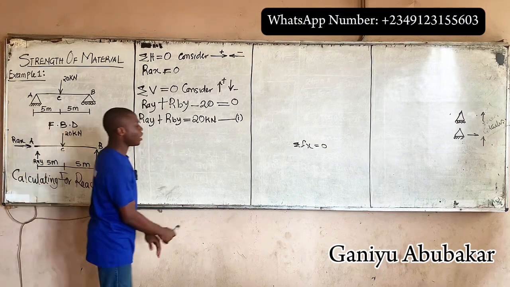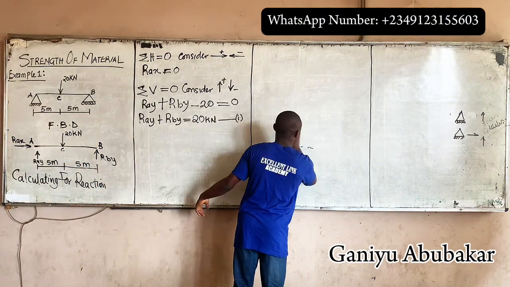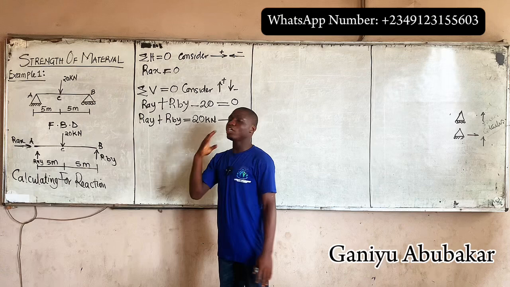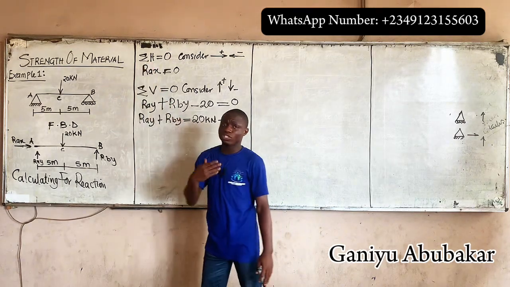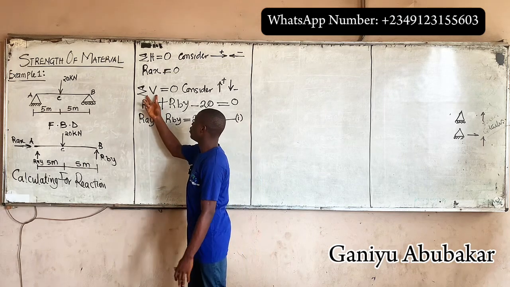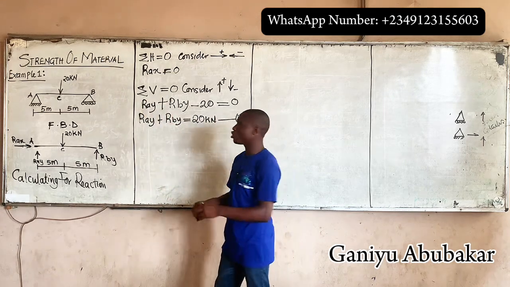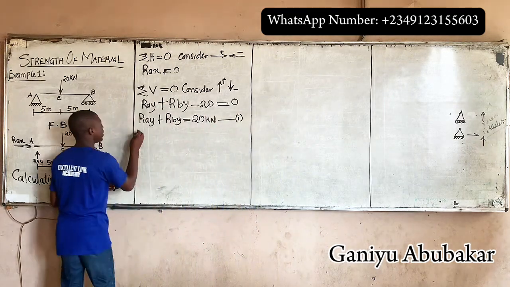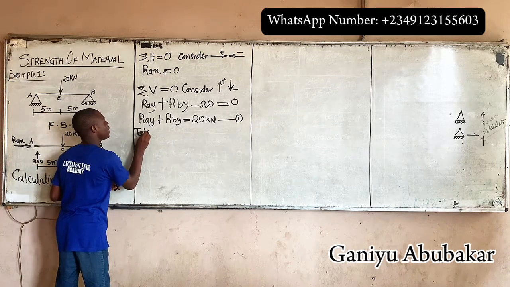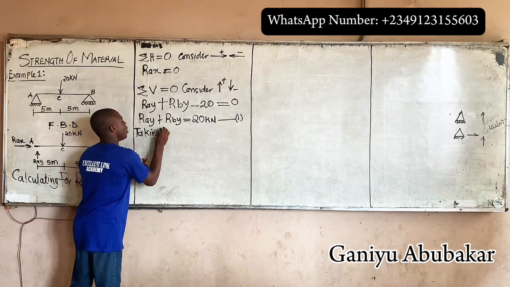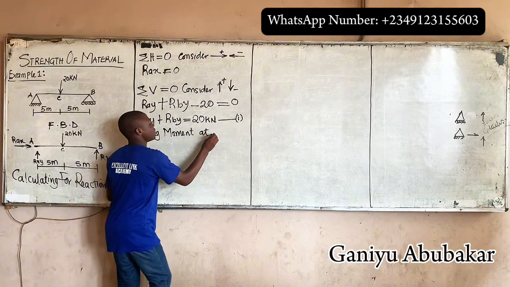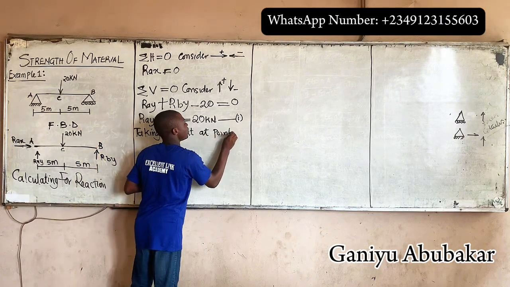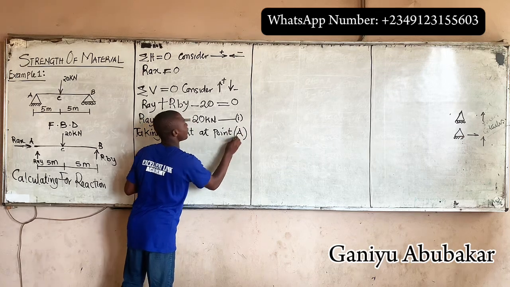Alright, at this point now, after calling this equation 1, what's the next task? We said there are 3 rules for equilibrium. The first one is summation of H equal to 0, the second one is summation of V equal to 0, and the third one is what? Moment at the point. So let's take moment at point A.